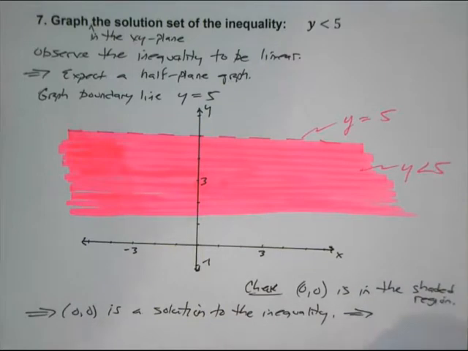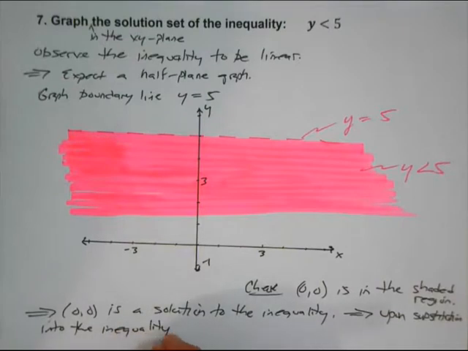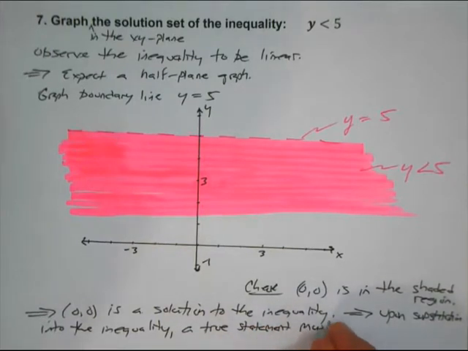And what does this mean by definition? Upon substitution into the inequality, a true statement must result. Okay, try it out here. Put 0 in for y. 0 less than 5. That's true. Okay, looks good.